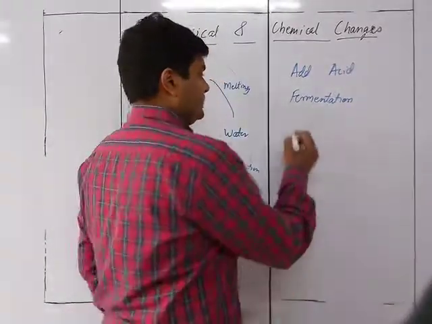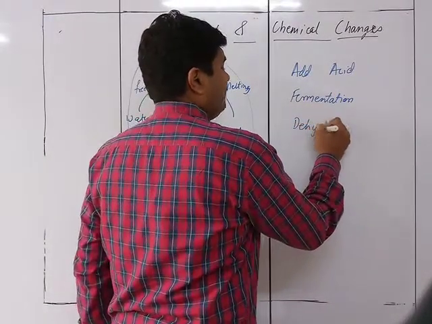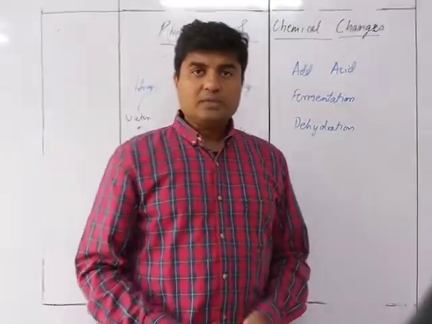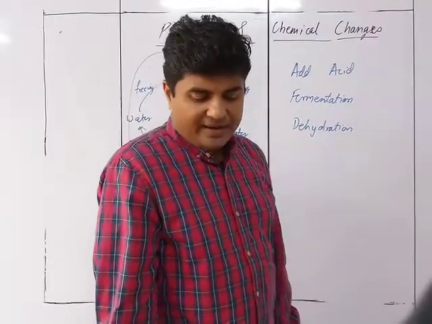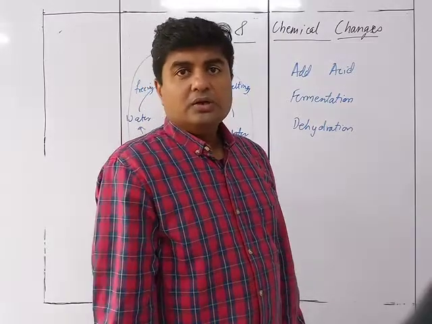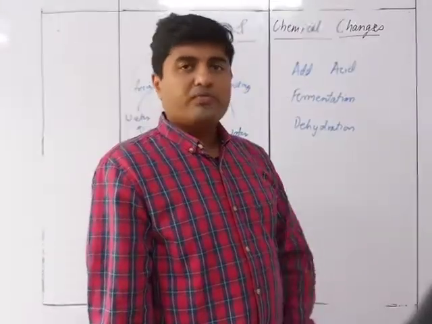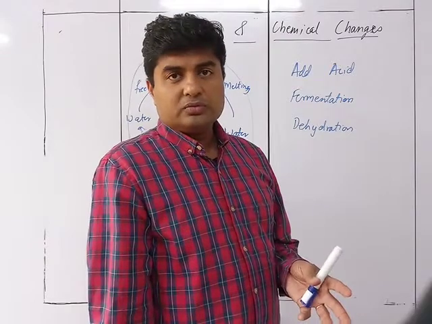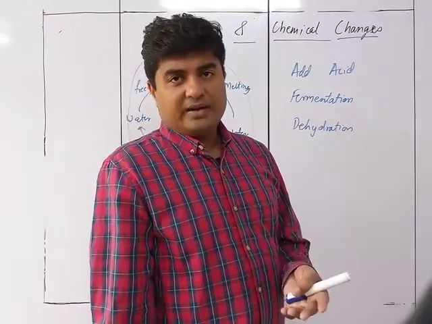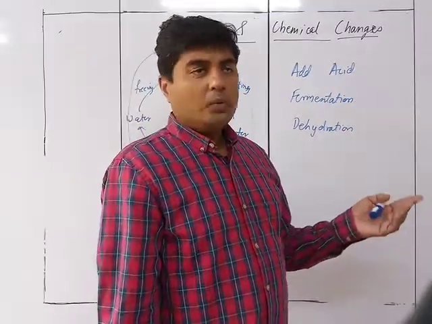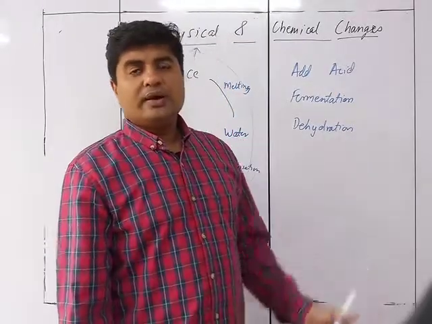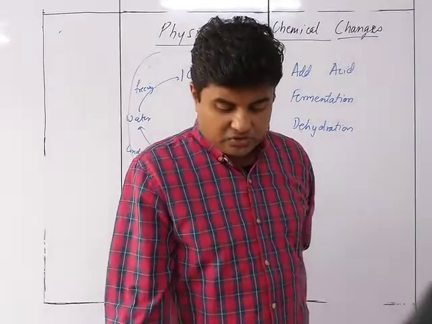Next is dehydration. What is dehydration? If you remove the water from a particular thing, it is dehydrated. For example, carbohydrates like glucose. If you remove the water from it, what is going to remain is just carbon. So when glucose is heated, you get carbon. That is one example. When you remove the water from a substance, you get a dehydrated substance at the end.